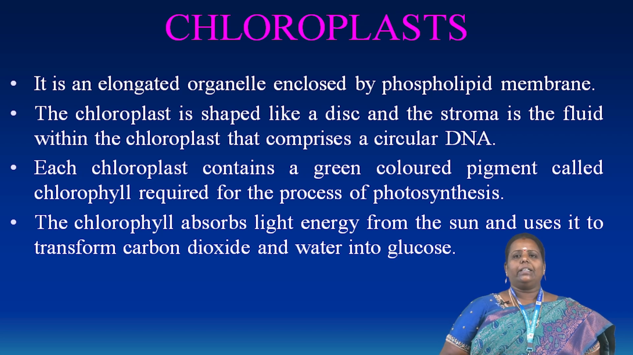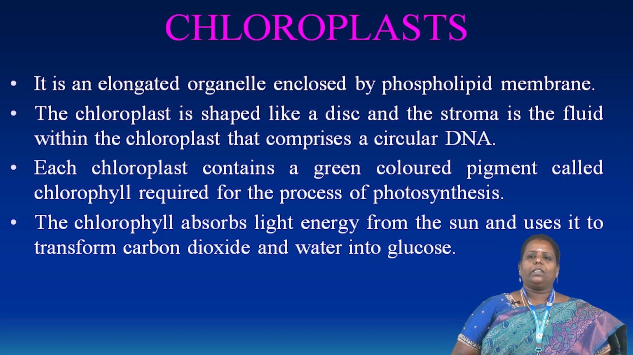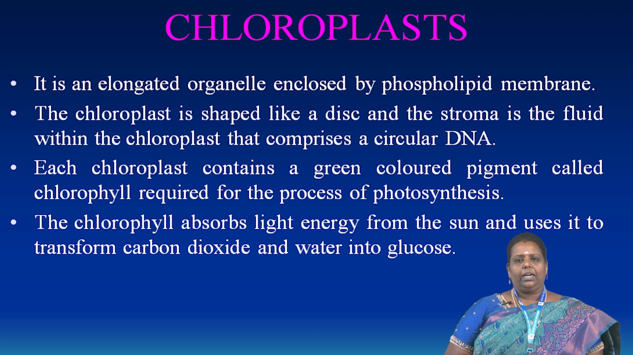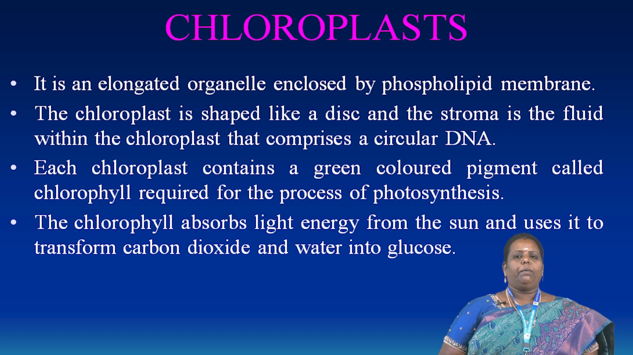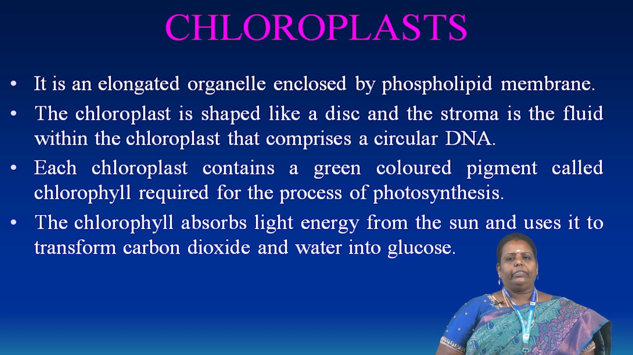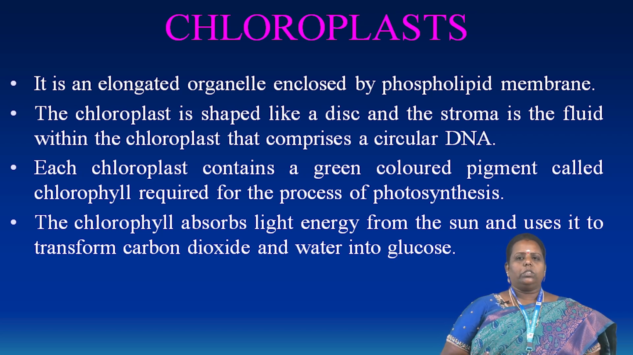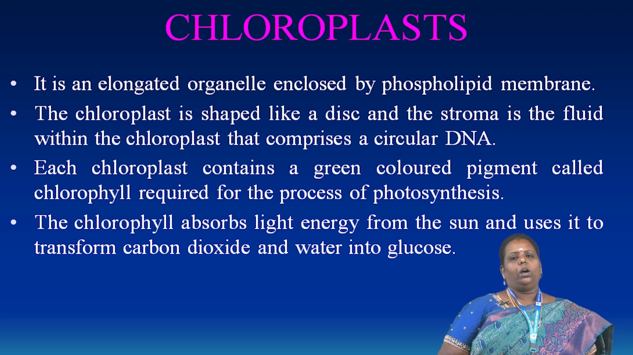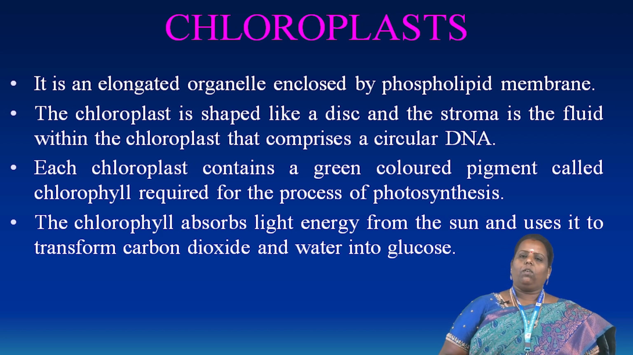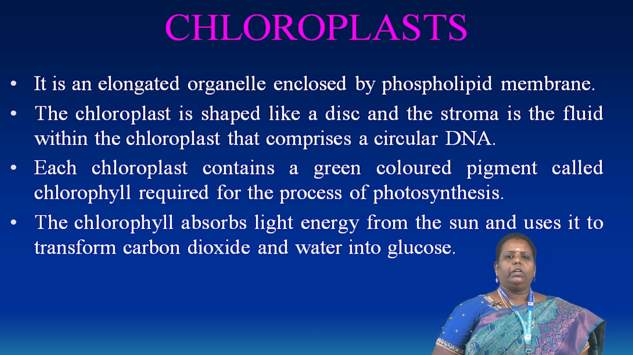It comprises circular DNA. Each chloroplast contains a green-colored pigment called chlorophyll, which is required for photosynthesis. After that, it gets energy and stores many things, including in fruits. The chlorophyll absorbs light energy and uses it to transform carbon dioxide and water, which is automatically converted into glucose.